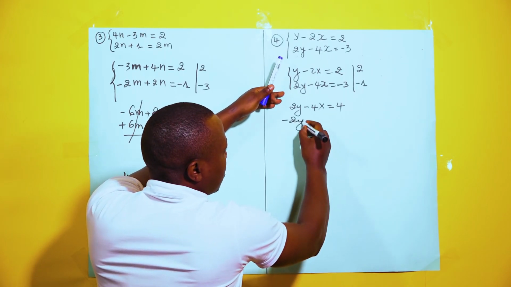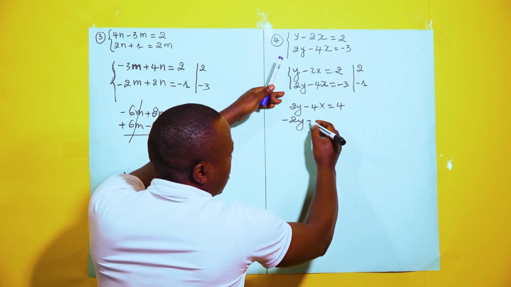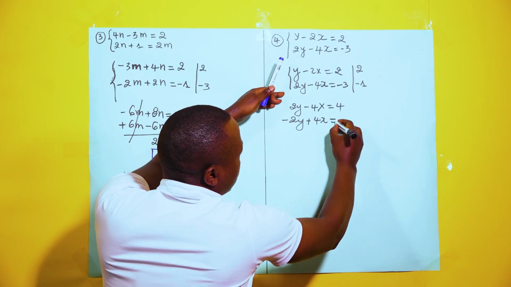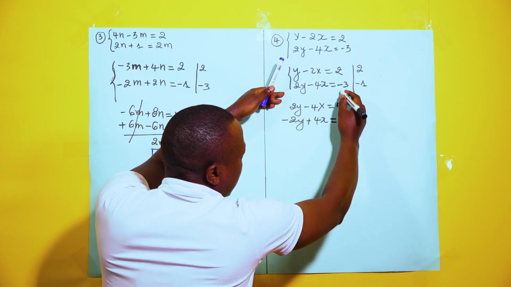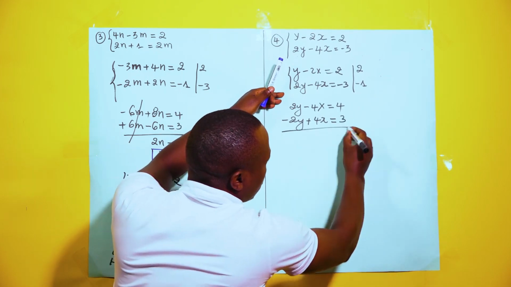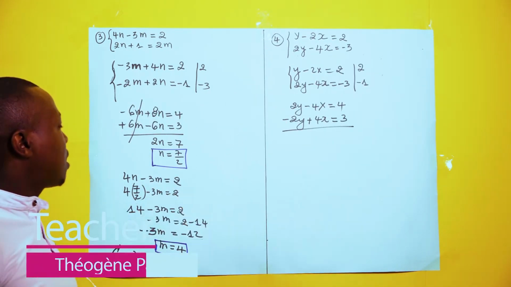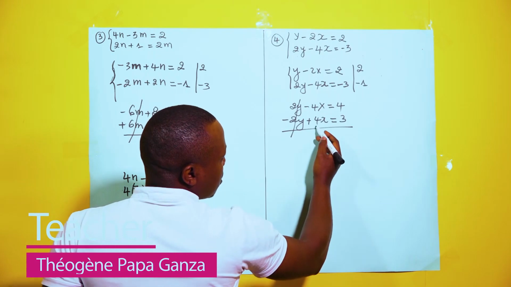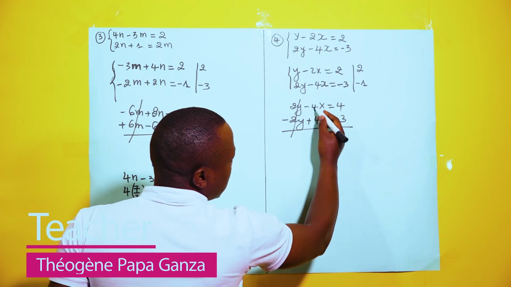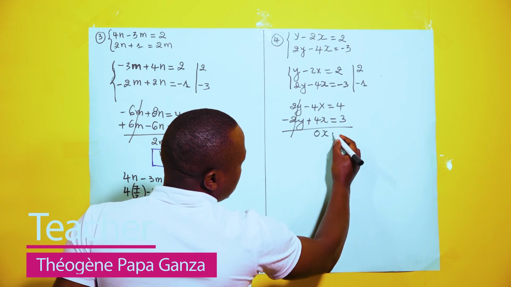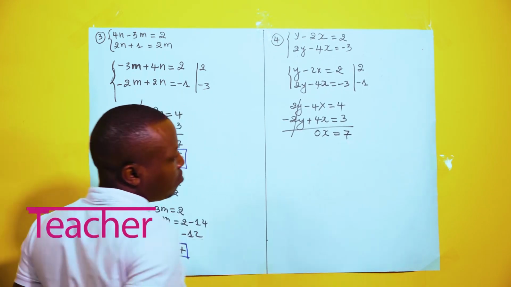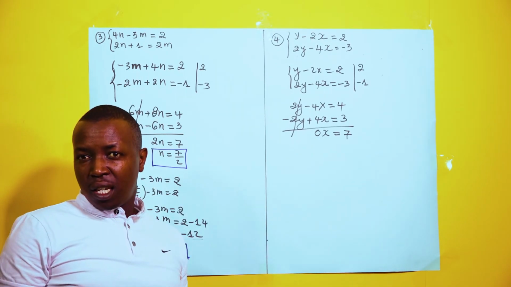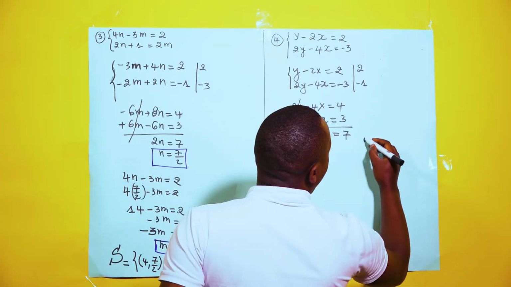Now this gives us negative 2y minus, this is plus because it is negative 4x, equals to how much? When you take negative and negative, it gives us positive, it is 3. So when you add the first and the second, look, 2y minus 2y will cancel each other. Negative 4x plus 4x is 0, isn't it? This is 0x. 0x equals to how much? 7. Can you find a number that you can multiply by 0 and you get 7? It is not possible. So it is impossible.